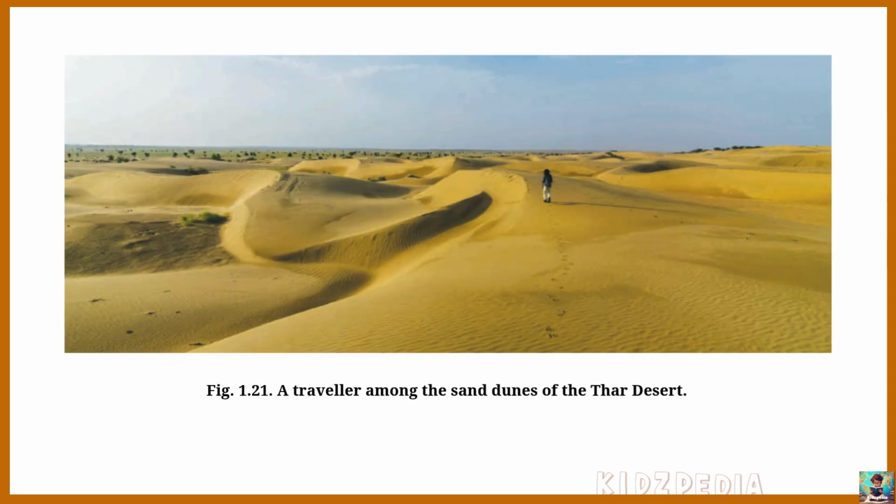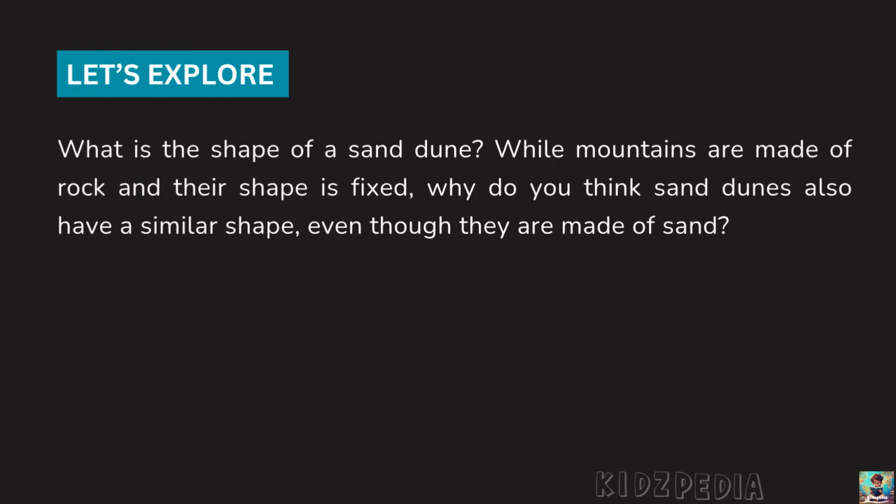Now imagine standing there. You see endless golden sand dunes stretching as far as your eyes can go. The land is rough and dry, and above you is a huge open sky. There are very few trees and very little water. Let's explore. What is the shape of a sand dune? While mountains are made of rock and their shape is fixed, why do you think sand dunes also have a similar shape even though they are made of sand?